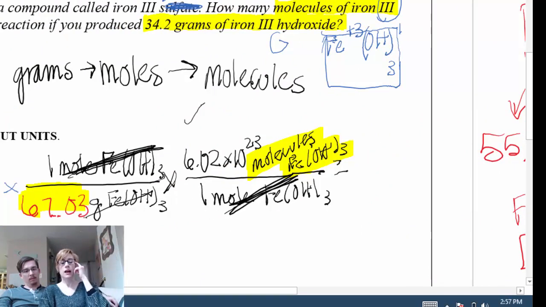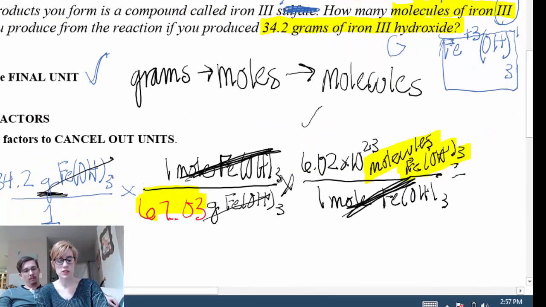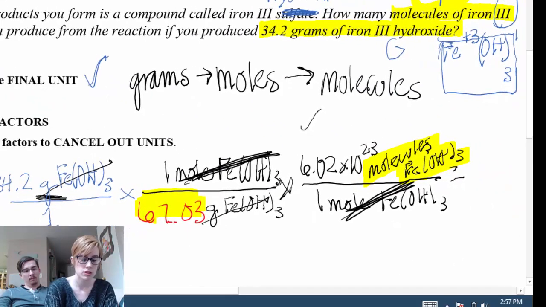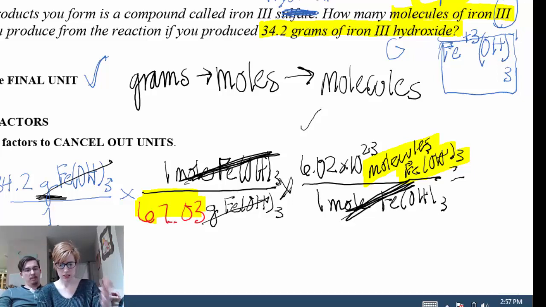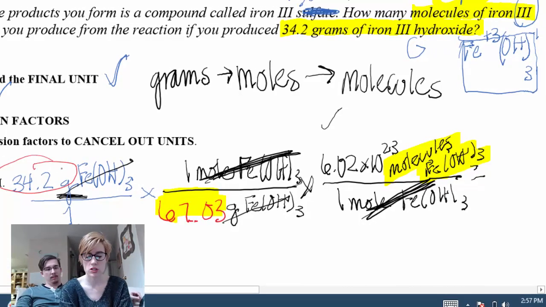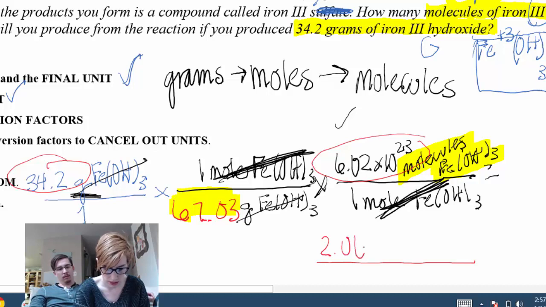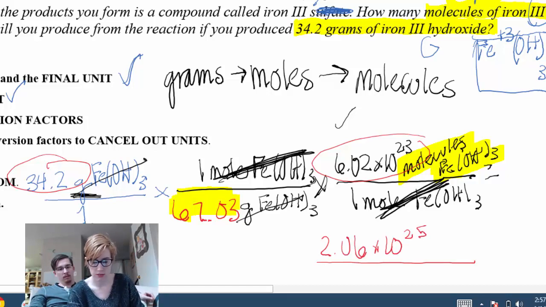So that's the number I'm going to plug in right here, 67.03. Now, if I want to solve this problem, Mr. Millsap, we've already done steps 1 through 4, and now we're on step 5. So what do I do next? Multiply all of the top. Yes, and if I multiply 34.2 times Avogadro's number, I end up with 2.06 times 10 to the 25th, and then my unit is molecules.